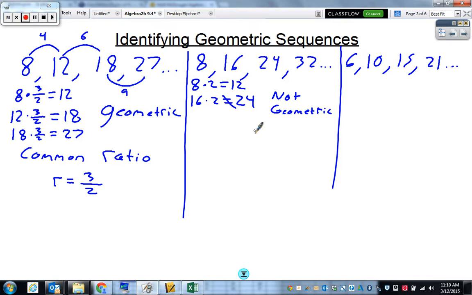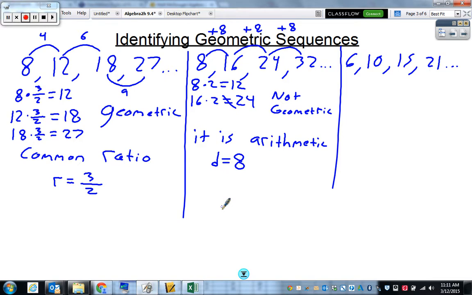But let's check and see if it's arithmetic. Well, to go from 8 to 16, I would add 8. To go from 16 to 24, I add 8. And 24 to 32, add 8. So it is arithmetic, and the D equals 8.